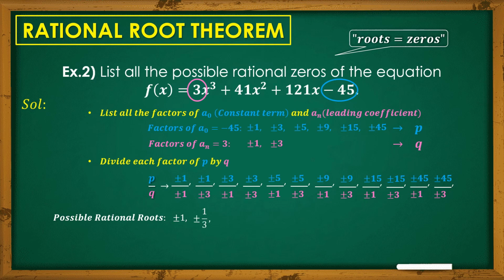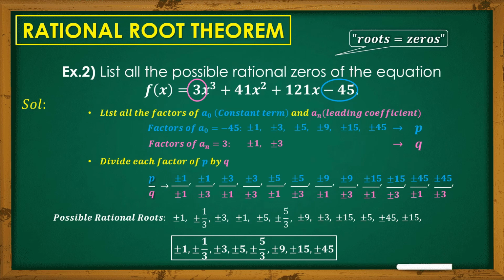1 over 1 is 1, 1 over 3 is 1/3, 3 over 1 is 3, 3 over 3 is 1, 5 over 1 is 5, 5 over 3 is 5/3, 9 over 1 is 9, 9 over 3 is 3, 15 over 1 is 15, 15 over 3 is 5, 45 over 1 is 45, and 45 over 3 is 15. So these are the possible rational roots for example number 2.